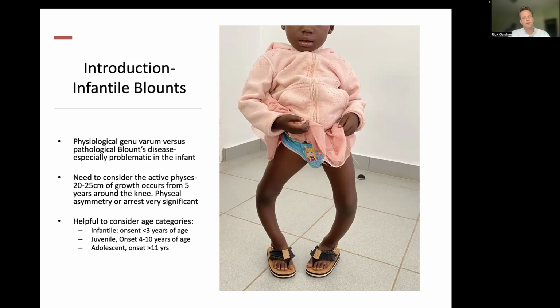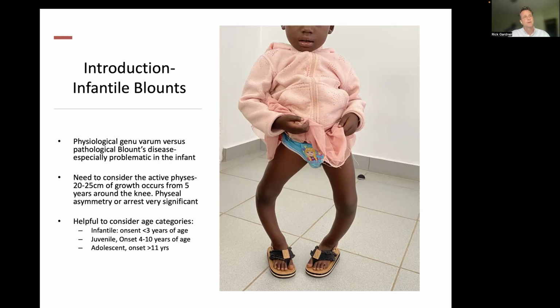So defining and trying to decide which one might be a physiological genu varum versus Blount's disease is important and can be problematic, especially in the infantile case. And just the enormous growth of the physis is so crucial, with 20 to 25 centimeters of growth occurring from the age of 5 around the knee. So if there's any physeal asymmetry, it can create a very, very severe angular deformity indeed.